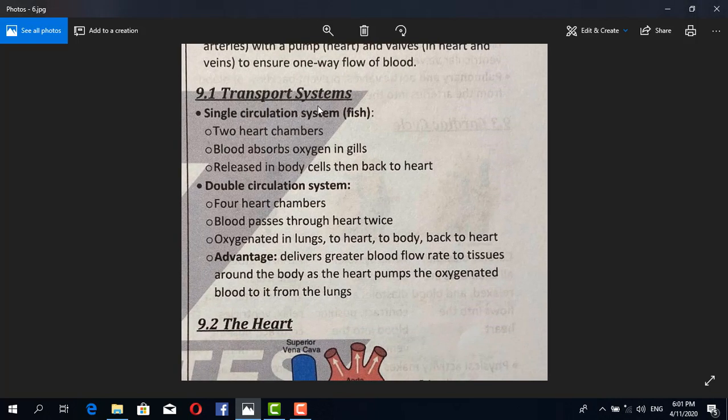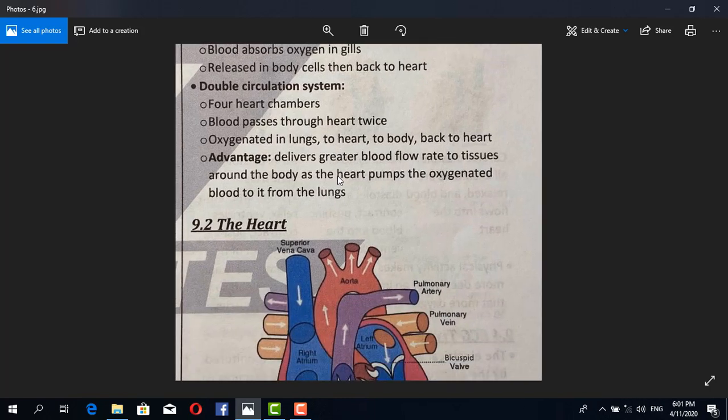For the transport system, we've got the single circulation system as in the fish, or a double circulation system as in us mammals. The fish has 2 heart chambers, meanwhile human beings and mammals have 4 heart chambers. In fish, the blood absorbs oxygen through the gills. Meanwhile, in mammals the blood passes through the heart twice: oxygenated in the lungs, to the heart, to the body, where oxygen is released in the body cells, and back to the heart again.